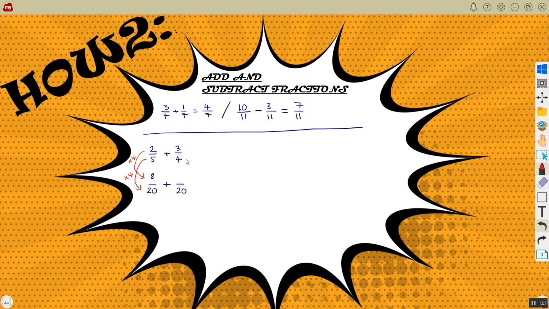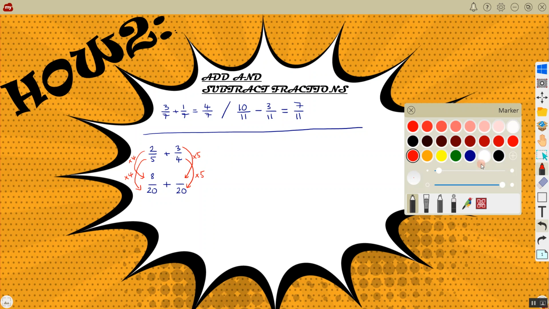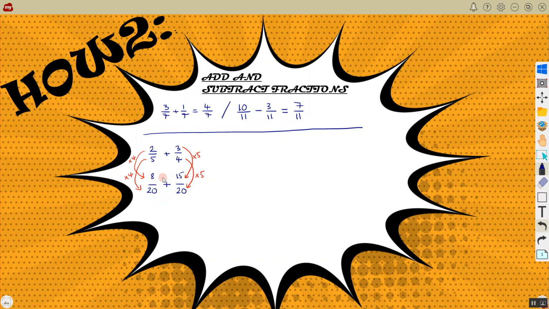What do I do to 4 to get 20? Well, I multiply it by 5. So I'm going to do exactly the same thing to my top number. I'm going to multiply the 3 by the 5. And by doing that, 3 5s are 15. I can see that 8 over 20 is exactly the same as 2/5. They are equivalent fractions. Same as 3 over 4 is equivalent to, or is the same as, 15 over 20.